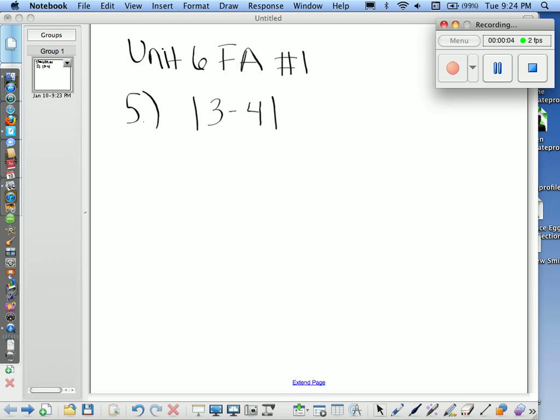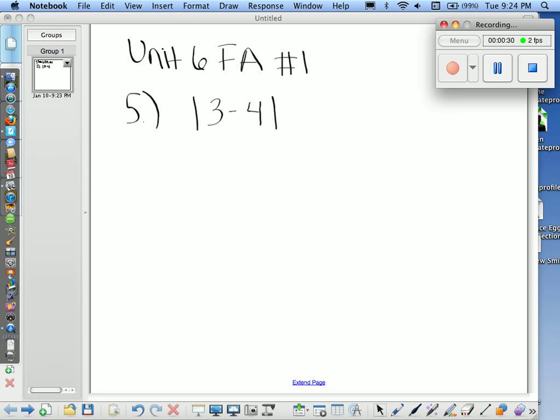Okay, we're going to review some of the formative assessment that you took the other day. Most of you did really well with the absolute value, so we're just going to go through a couple problems. At your desk, you should have a handout that says Unit 6 Formative Assessment number 1 on it, and you will be following along. Everybody should be writing down these example problems and showing the work exactly how I am showing it.